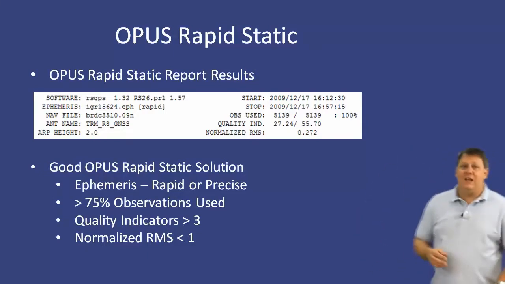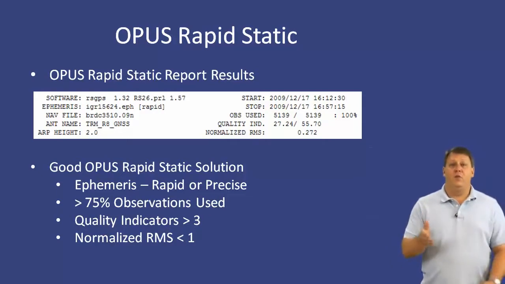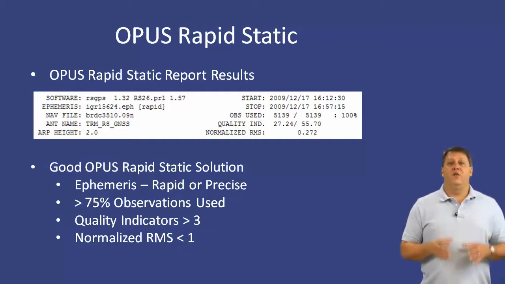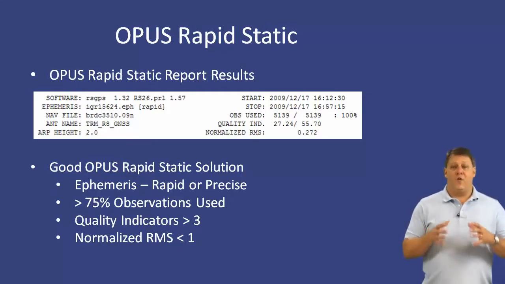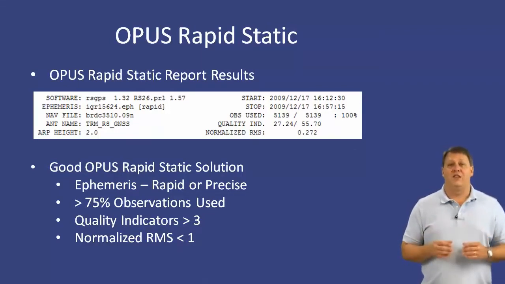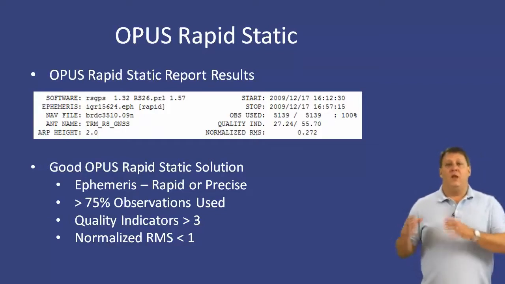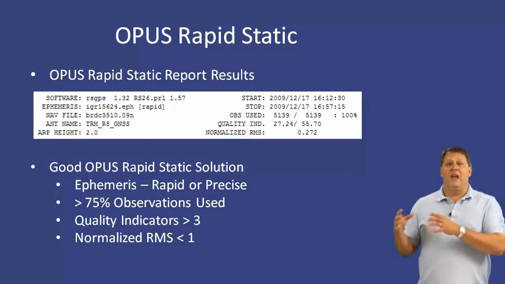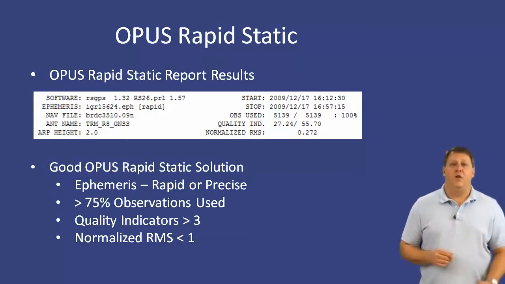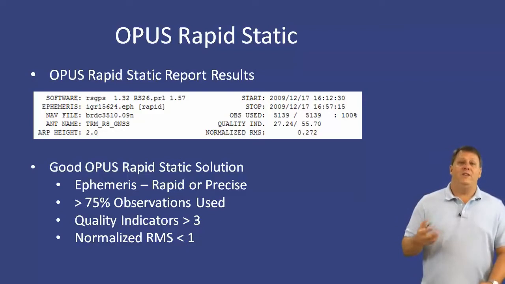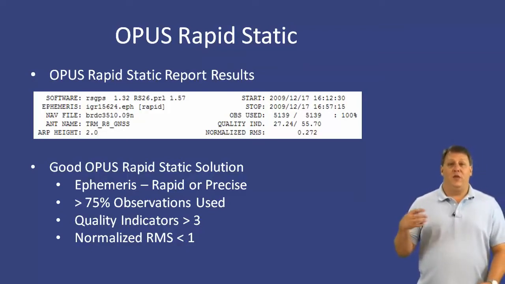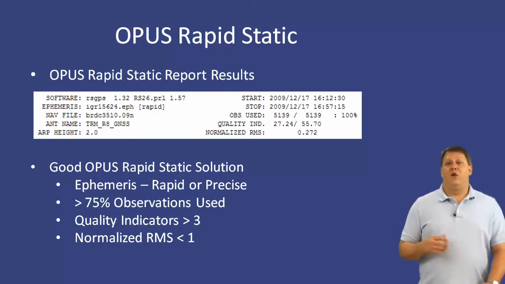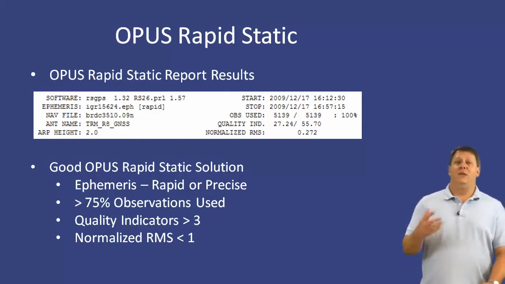Notice in your quality indicators you've got 2 sets of numbers with what you could think of as a divide sign. The first set of numbers is the quality indicator for where you performed your rapid static session in the field, and then the second one is the quality indicator for the core sites that were involved in your solution. We want these numbers to be greater than 3. Finally, we have something called a normalized RMS, and we want that value to be less than 1.